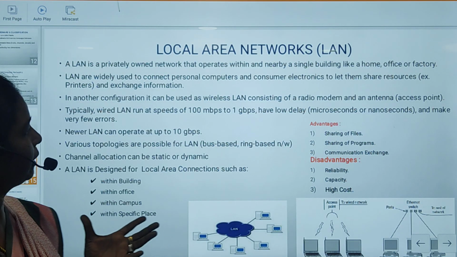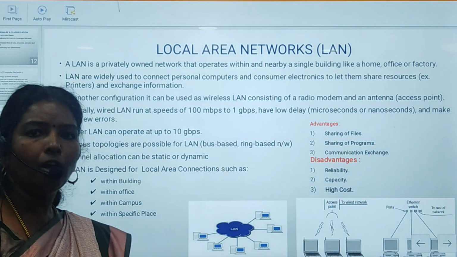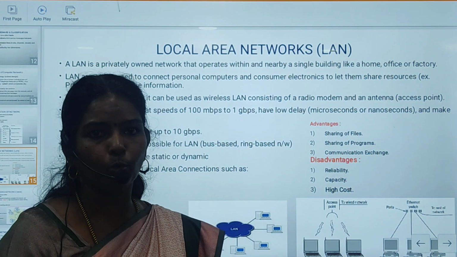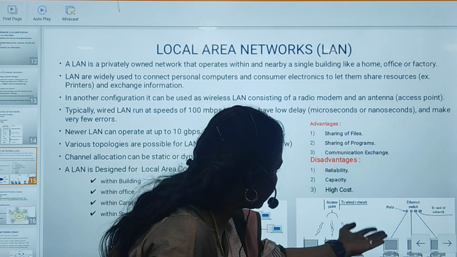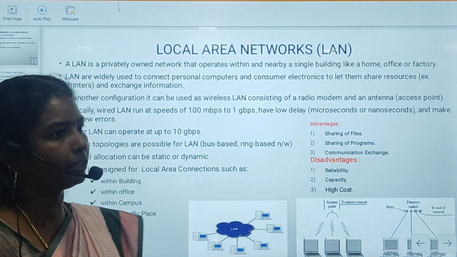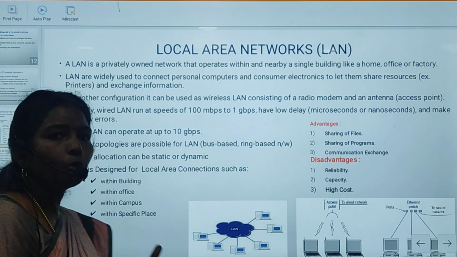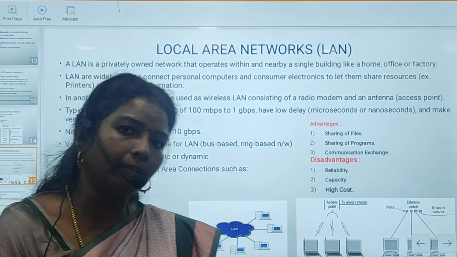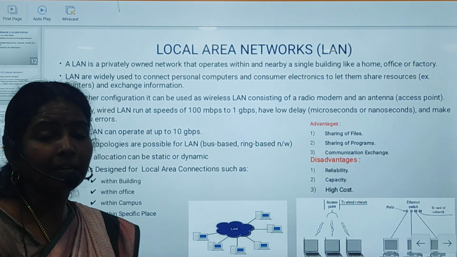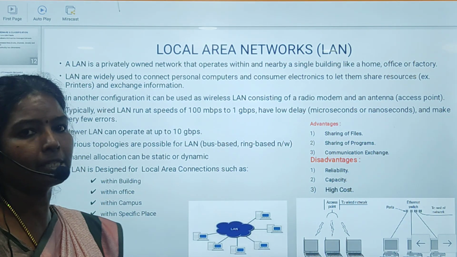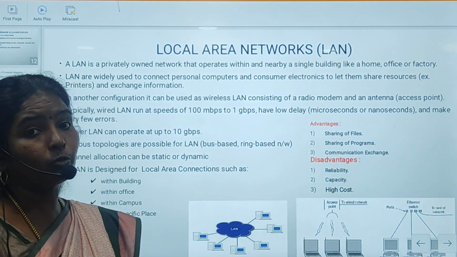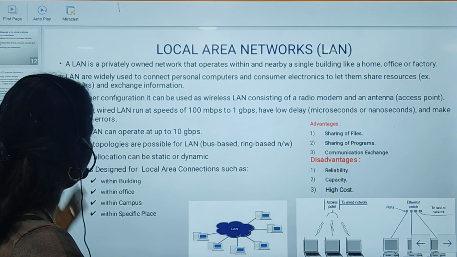So what is a local area network? As I told already, a local area network is a privately owned network where the devices in a particular room, a particular building, a factory, inside a home or inside an office can be connected to each other. There are two variations: one is wireless LAN and the next is wired LAN. Wired LANs can send data at the speed of 100 megabits per second to 1 gigabit per second, and they have very low delay and very few errors.